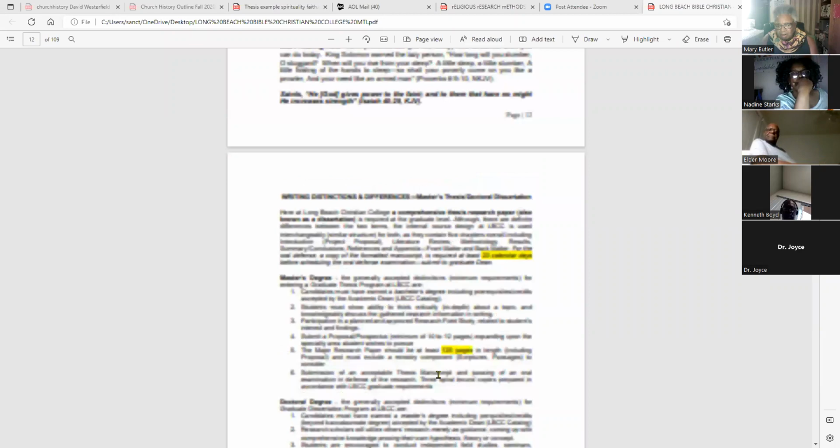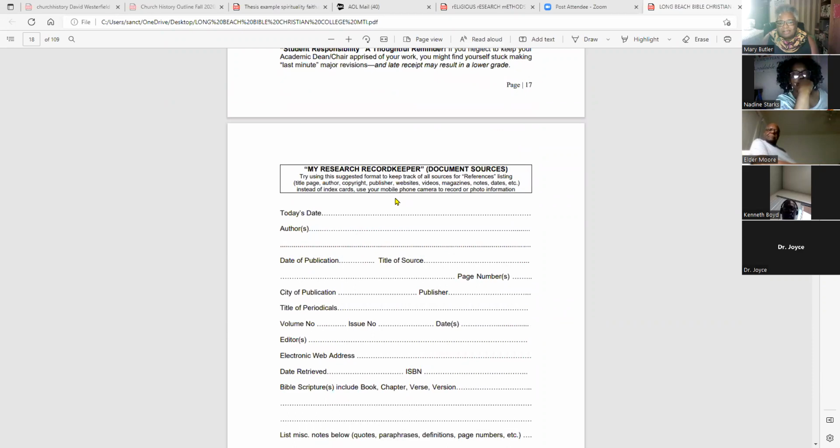This is your book. That's what she was talking about. That's the record keeper she was telling you. Instead of using a little index card to keep record of all the books that you're using, use this form. If you're good at the computer and you can keep it in a folder on the computer, good for you. But if you can't, duplicate this form.